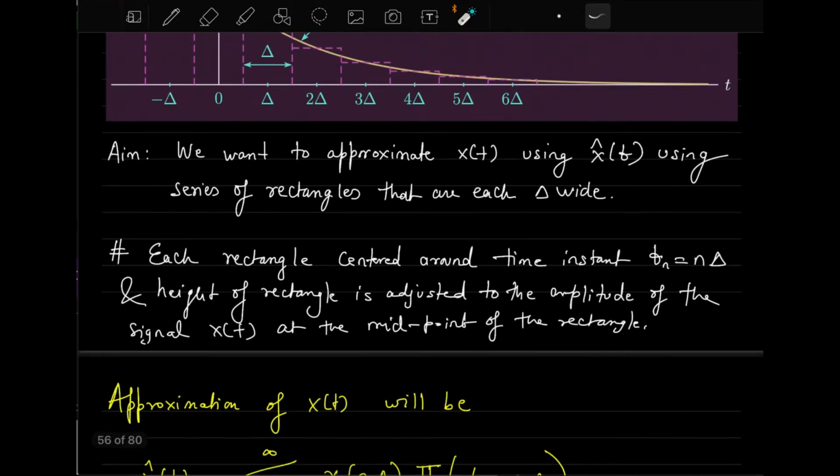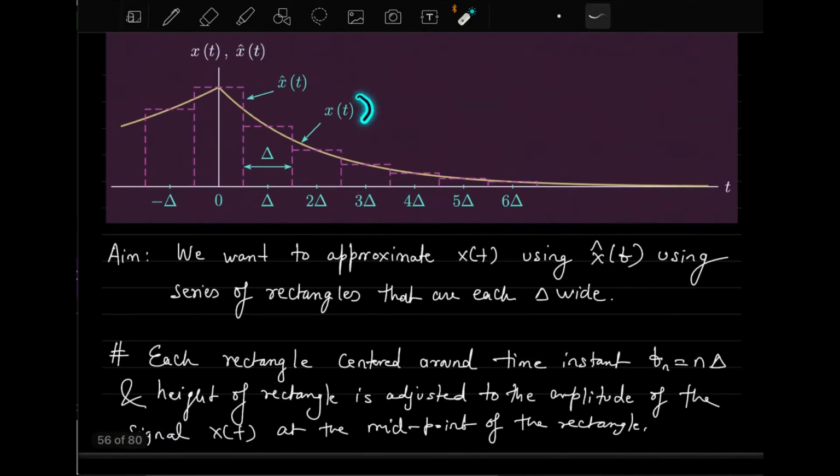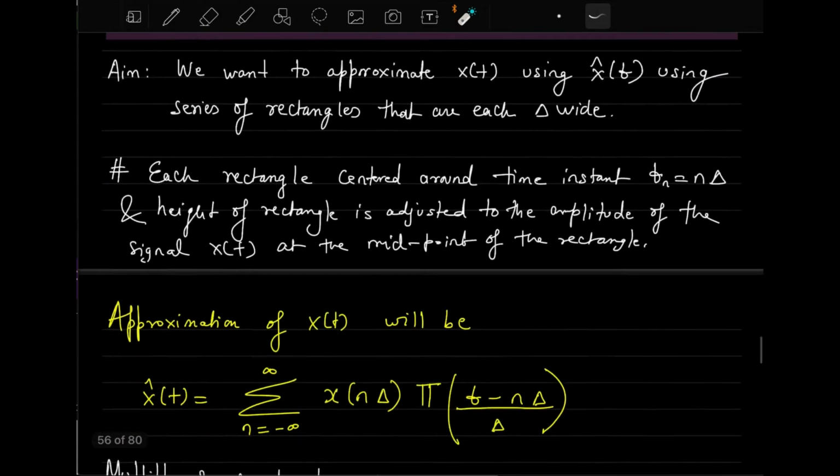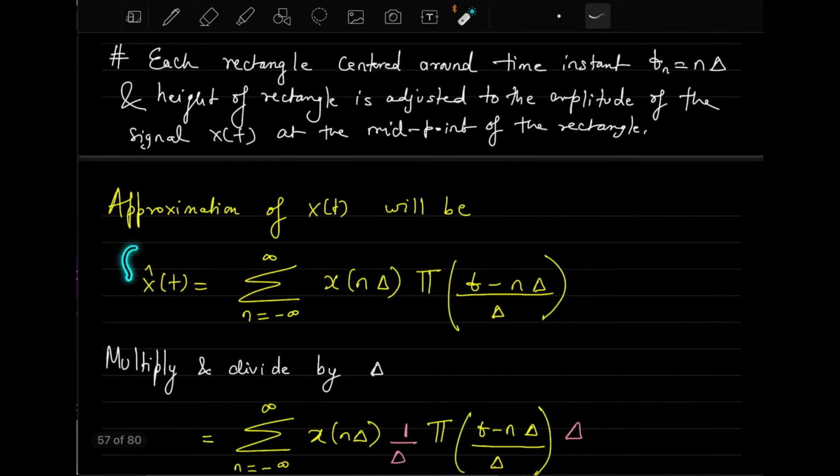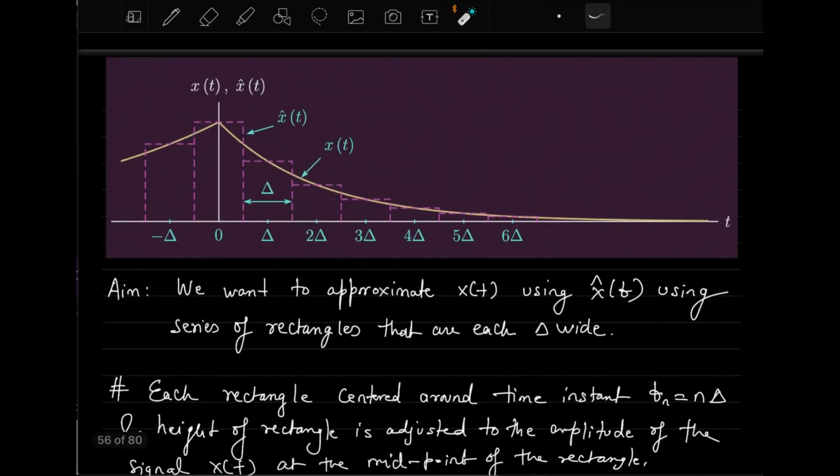So if you want to do the approximation of x(t), then how can you do it? You can do it by writing this expression. This expression is very simple. What you are doing is writing it in terms of the rectangular functions, which we have already pointed out can be written as a function of this variable pi, and you know that all these rectangular pulses are shifted by integer multiples of delta.